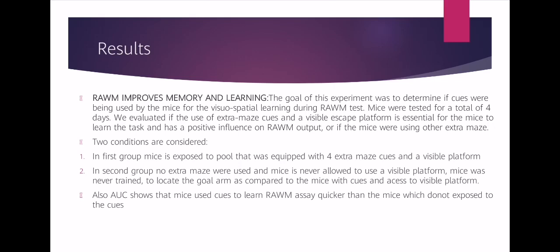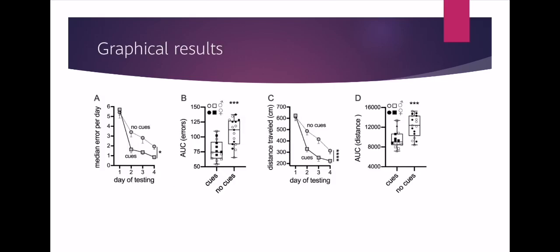Two conditions are considered in this result. In the first group, mice are exposed to a pool that was equipped with 4 extra maze cues and a visible platform. In the second group, no extra maze cues were used and mice were never allowed to use a visible platform. Mice were never trained to locate the goal arm as compared to the mice with cues and access to a visible platform. Also, AUC shows that mice use cues to learn the RAWM assay quicker than the mice which are not exposed to the cues. Then we have graphical representations of the results of the learning ability of mice.